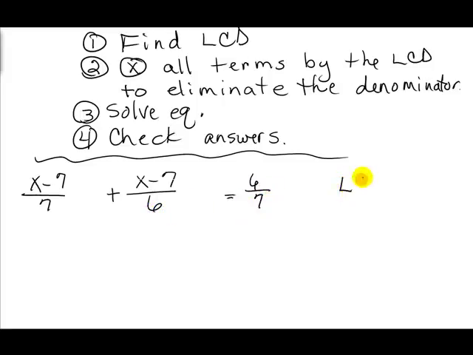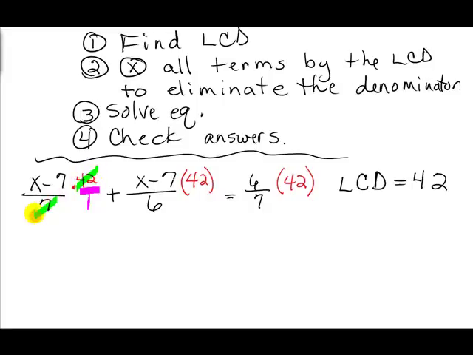So here our LCD is 42. So what I want to do is multiply everything by 42. And then what is going to happen is, remember, 42 is the same thing as 42 over 1. And so I'm looking at this 42 and this 7, I can do cross-canceling. They can both be divided by 7. And we're left with 6.